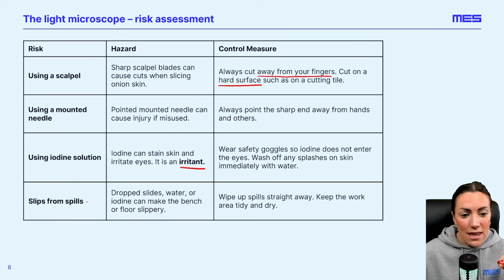If you do spill anything, obviously if the floor becomes wet, you could slip. So dropped slides, water, iodine could make the bench or floor slippery. You could potentially fall over and hurt yourself. So wipe up spills straight away and keep your work area tidy and dry. Hopefully you can see that all my control measures are very specific to these specific risks for this practical.